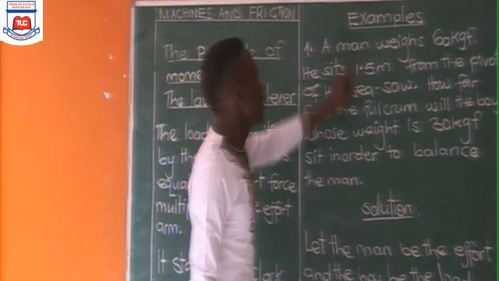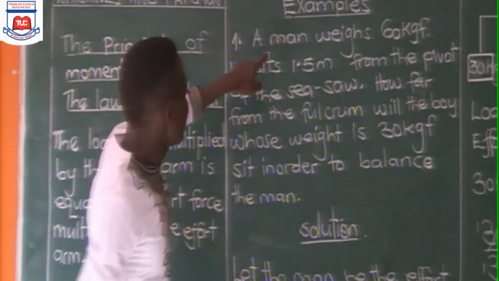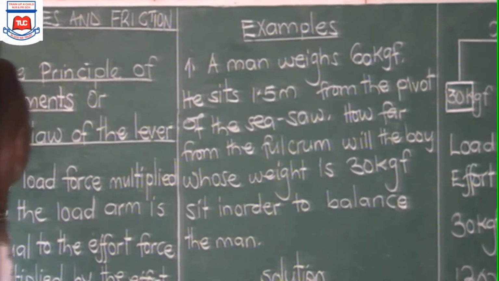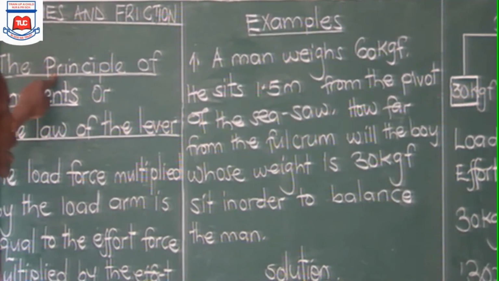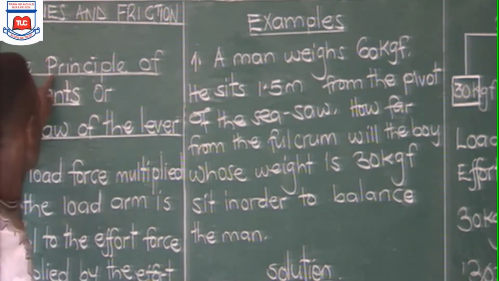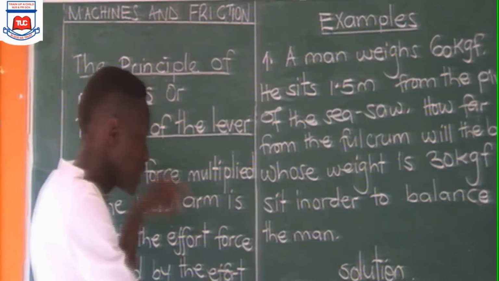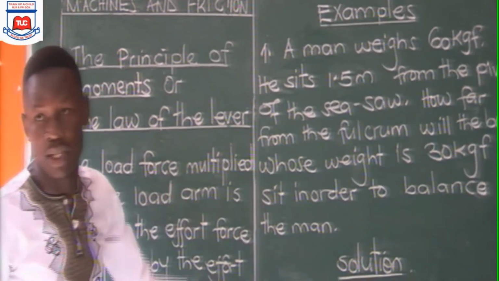So here we have an example, but we are going to follow this principle as we are trying to calculate. The principle is the rule that we have to follow when calculating numbers as far as levers are concerned.